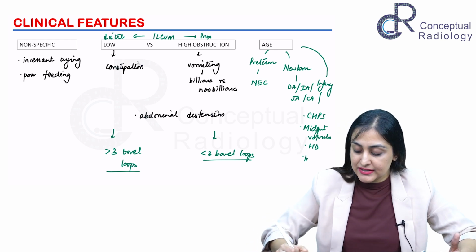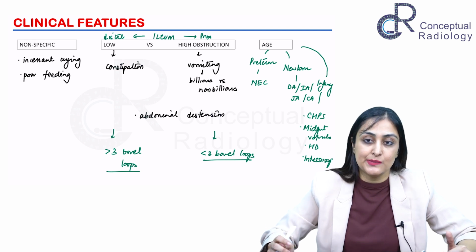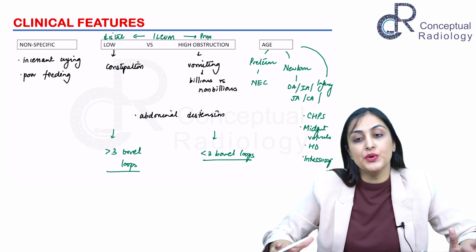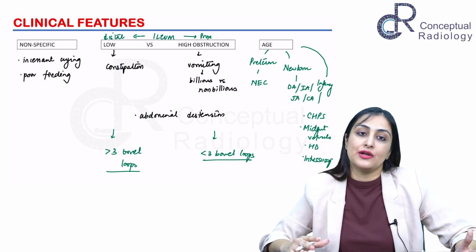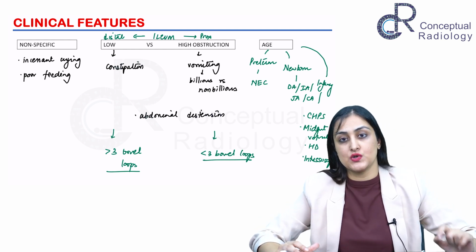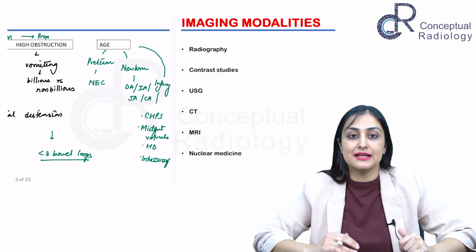And then you have intussusception. Again, intussusception frequently presents around 6 to 8 months. So these are frequently seen around infancy, right? So this is how the age group also helps you narrow down your differential diagnosis. So this is as far as the clinical scenario is concerned.